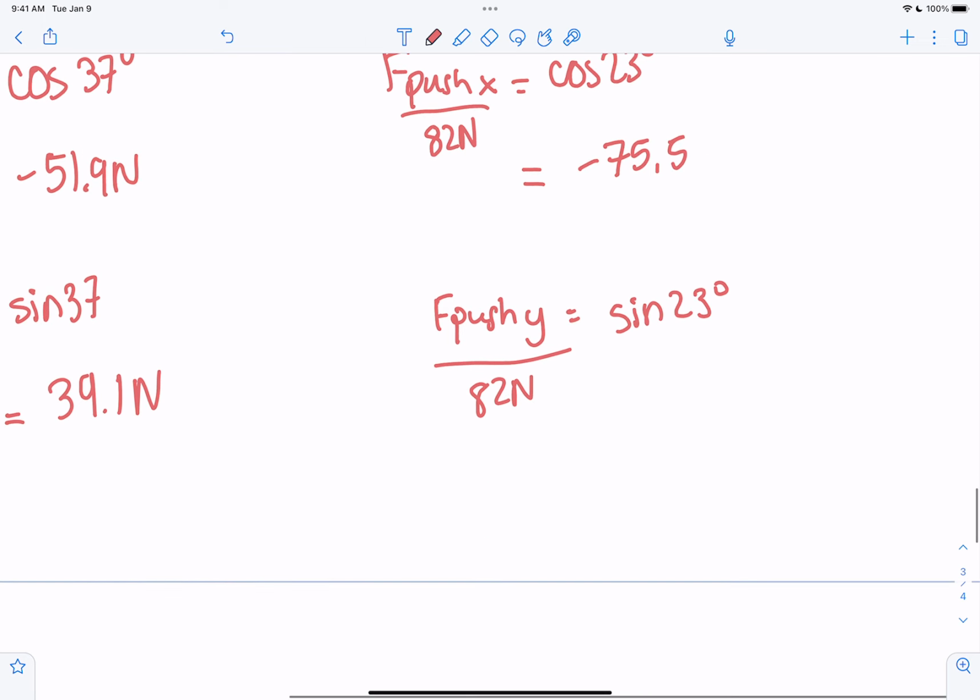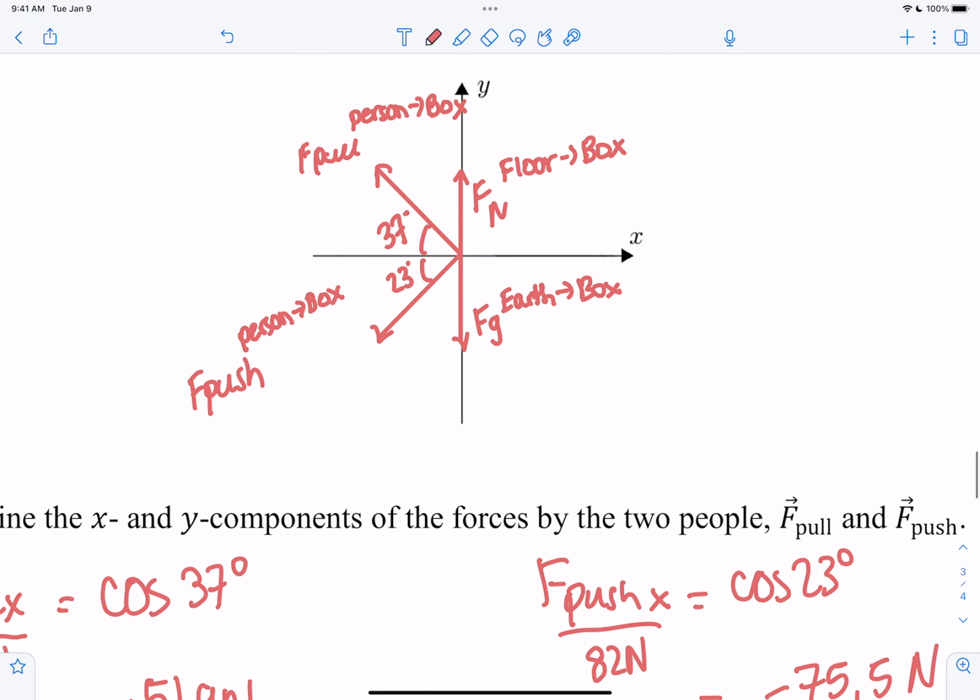And then F push Y, we have 82 newtons times sine 23. What do you guys get for that? 32, and it also has to be negative 32 newtons, right? Because F push Y is also pointing in the negative y direction.